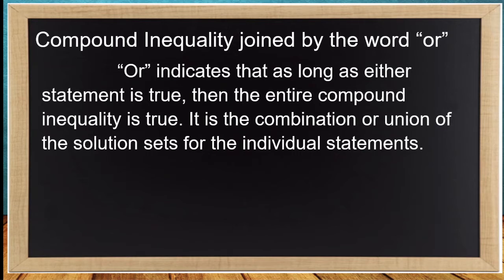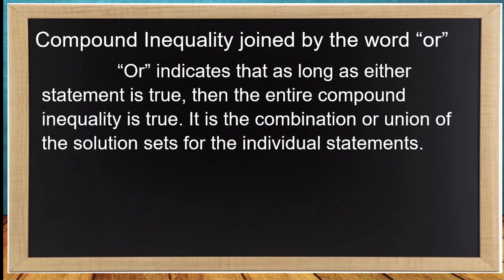"Or" indicates that as long as either statement is true, then the entire compound inequality is true. As I mentioned, compound inequalities are two inequalities that are different from each other. If they are joined by the word "or", as long as one of the inequality statements is true, the entire compound inequality will be true. To write the solution set for this combined inequality, it will be the union of the solution sets of each individual statement.